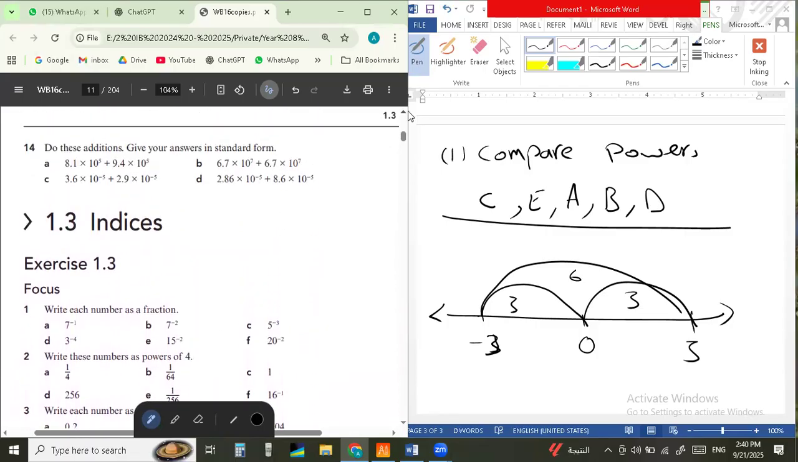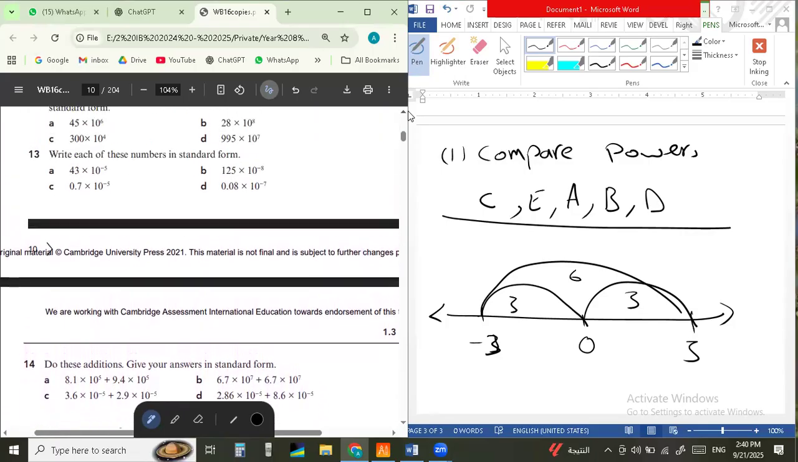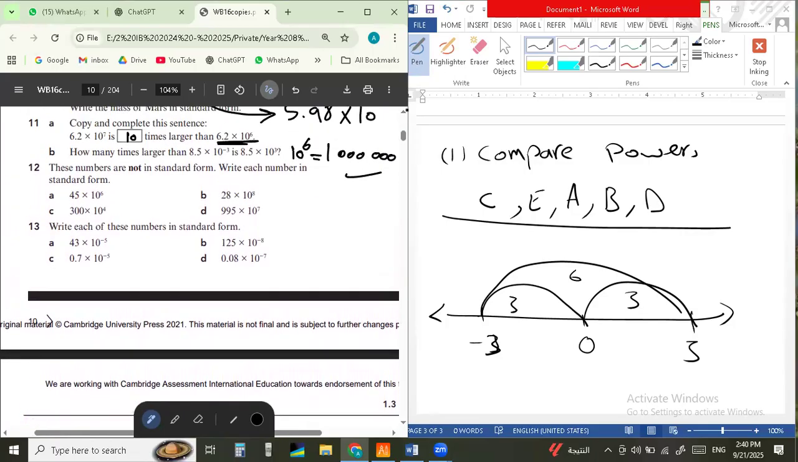All right. Here, question 12. It says these numbers are not in the standard form. They want them to be in the standard form. No problem. 4.5, we agreed that it needs to be between 1 and 10. So it's going to be 4.5. You multiply by 10 to the power of, oh, you moved it 1 digit to the left. So it's positive 1. So 6 plus positive 1 is positive 7.